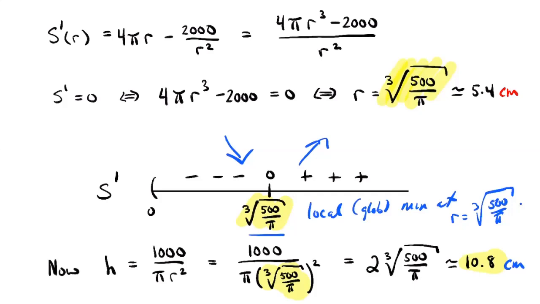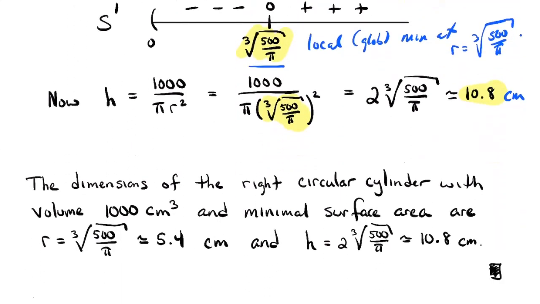Okay, so the last thing to do is to write up our answer in a nice complete sentence. The dimensions of a right circular cylinder with a volume of 1,000 cubic centimeters and a minimal surface area is: I'm just going to say the rounded values in my answer. R is approximately 5.4 centimeters and H is approximately twice that, 10.8 centimeters.